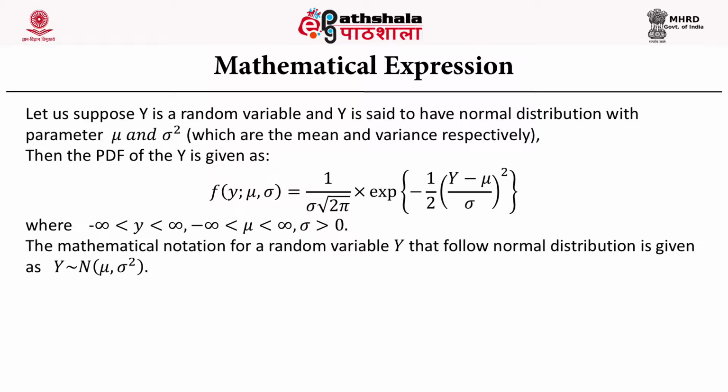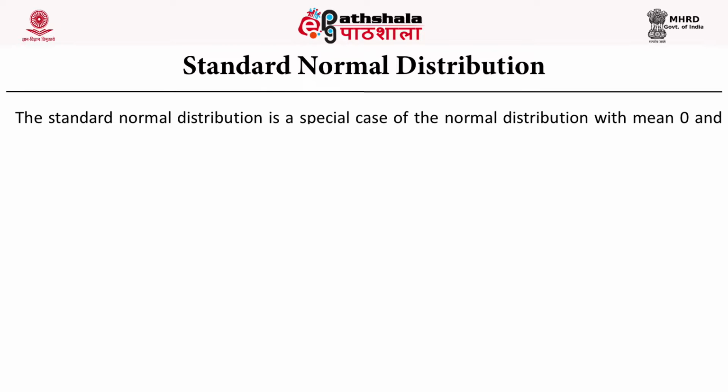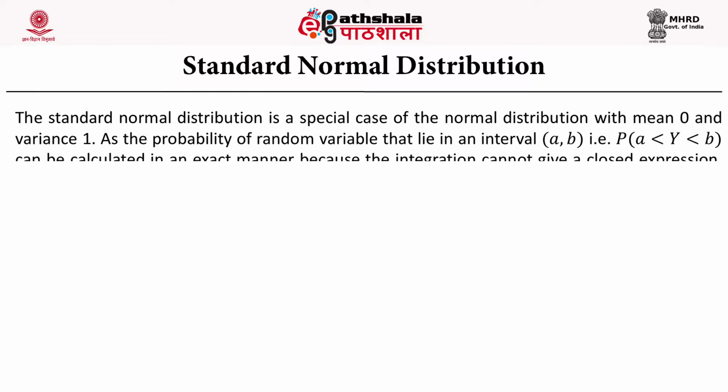The mathematical notation for a random variable y that follows a normal distribution is y follows a normal distribution with parameters mu and sigma square. We also have the standard normal distribution. The standard normal distribution is a special case of the normal distribution with mean equal to 0 and variance equal to 1.